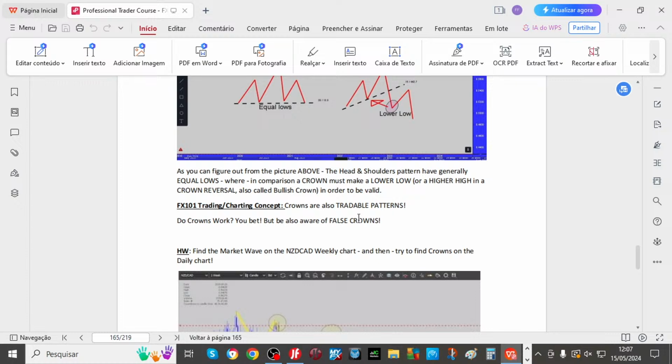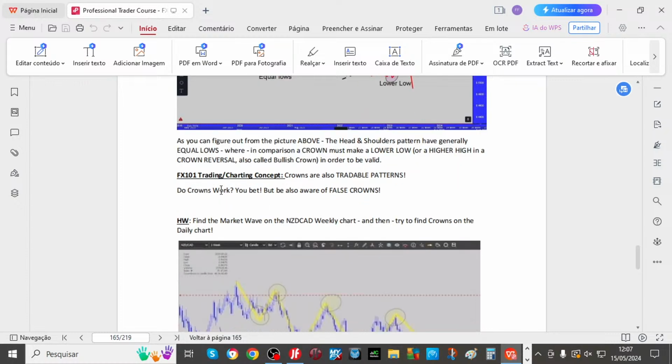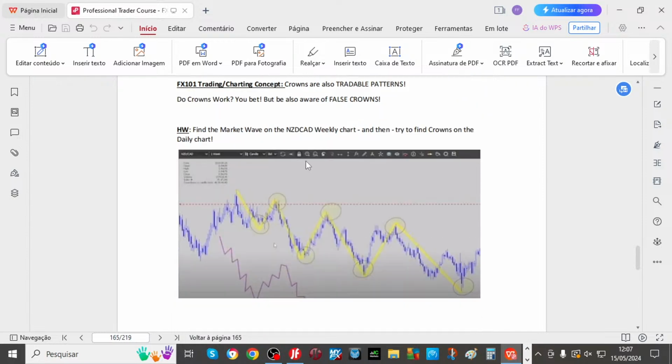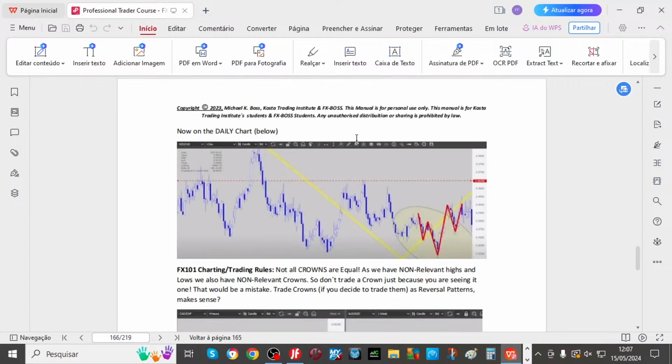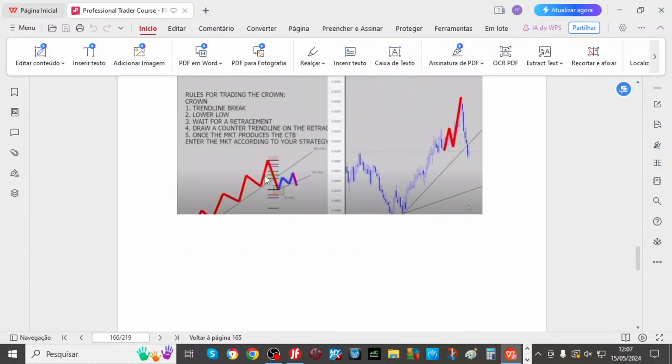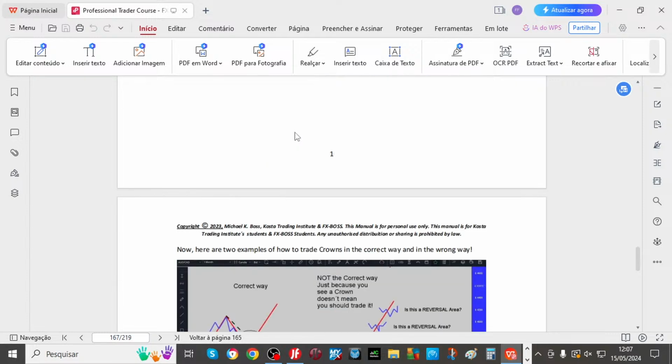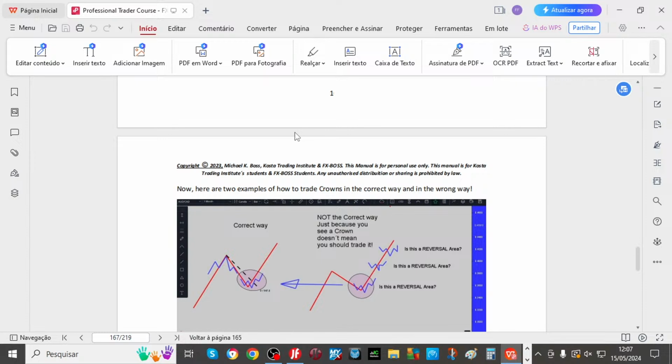Vacation time. So moving forward, crowns are also tradable patterns. Do crowns work? You bet, but we also have false crowns. We talked about the crowns, how to trend crowns. Trend line break, lower low, wait for the retracement, draw the counter trend line. Alright, here are 2 examples how to trade the crowns.